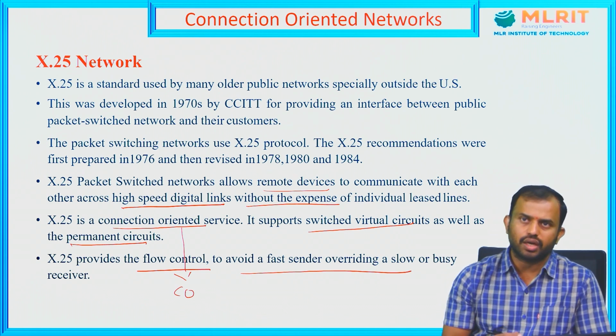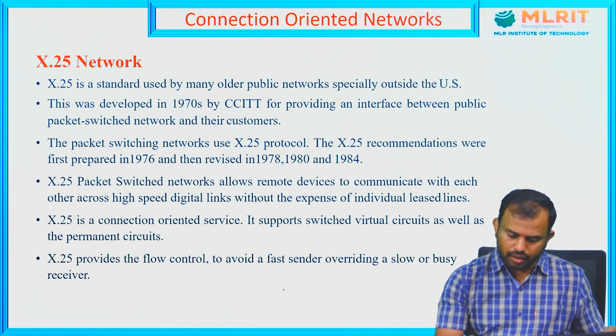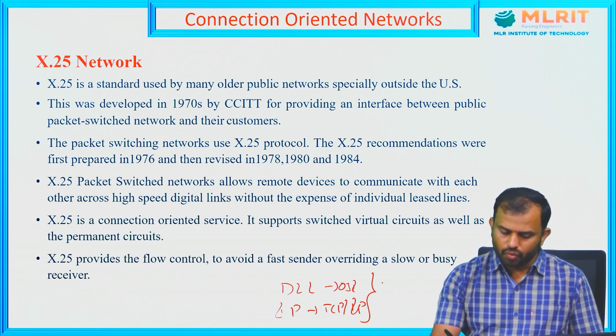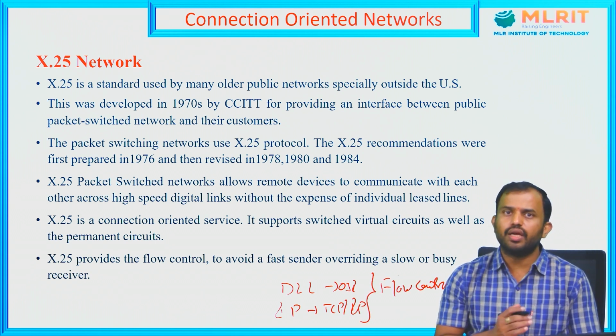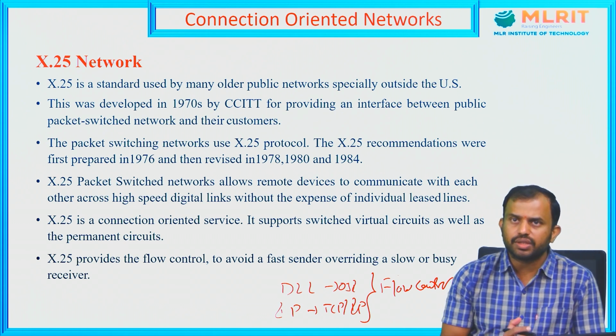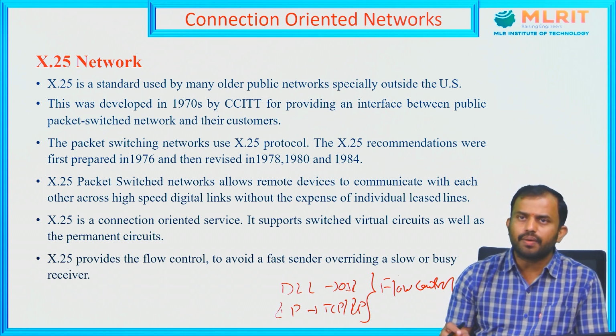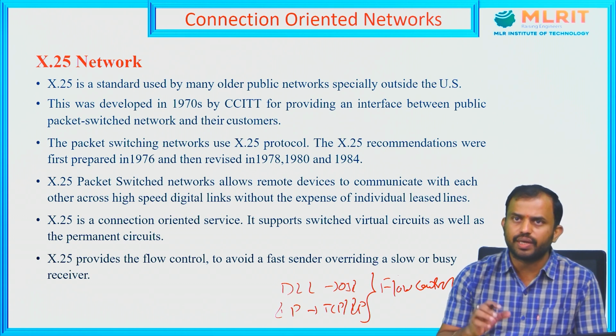We discussed this earlier as well. In the data link layer in the OSI reference model, as well as in the IP layer in the TCP reference model, these provide the flow control mechanism. Right. What is flow control here? Our transmitter is very fast, but the receiver is very slow. In that duration, some information is lost, some frames are lost.